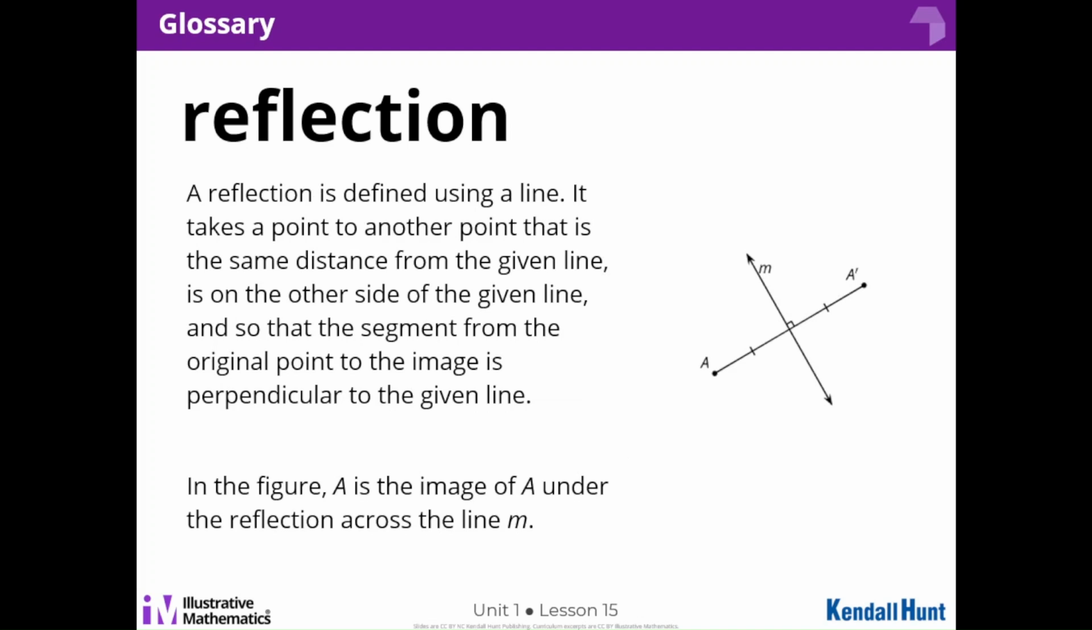Next glossary term is reflection. A reflection is defined using a line. Here in the image on the right, we have the line M, and it is the perpendicular bisector of line segment A A prime. So now A and A prime are reflections. If you folded A across line M, it would fall right where A prime is.